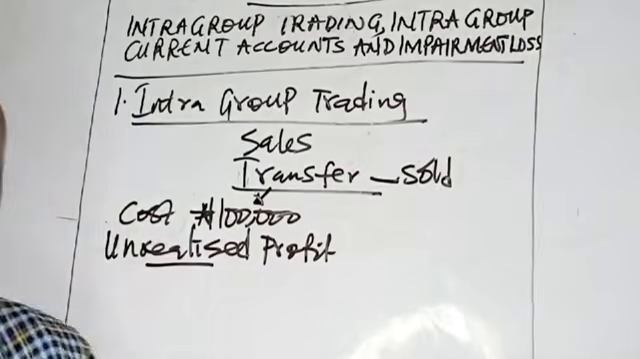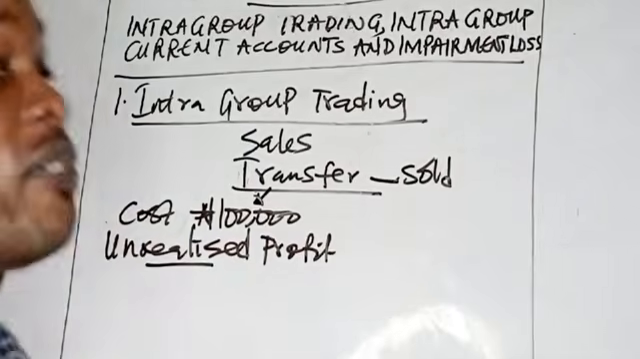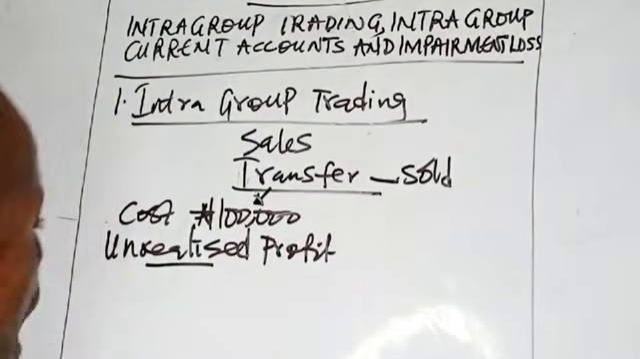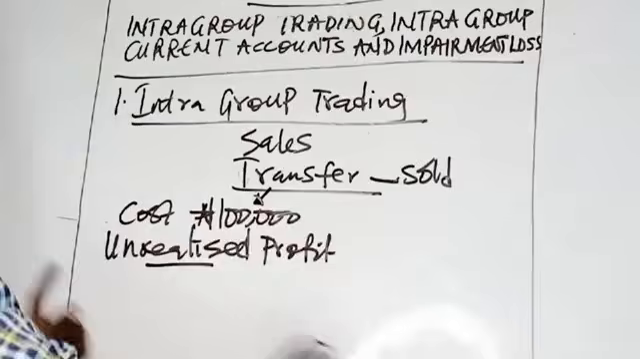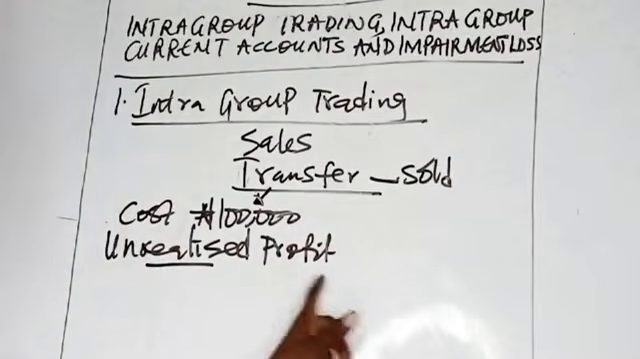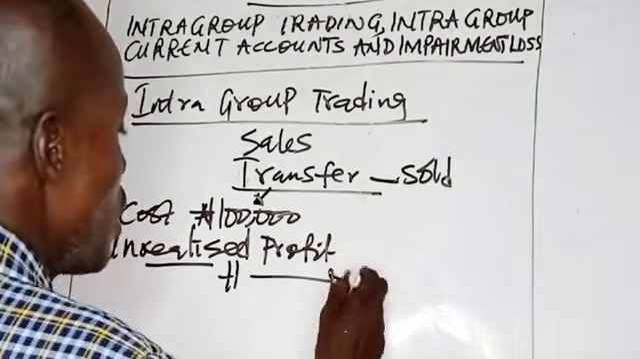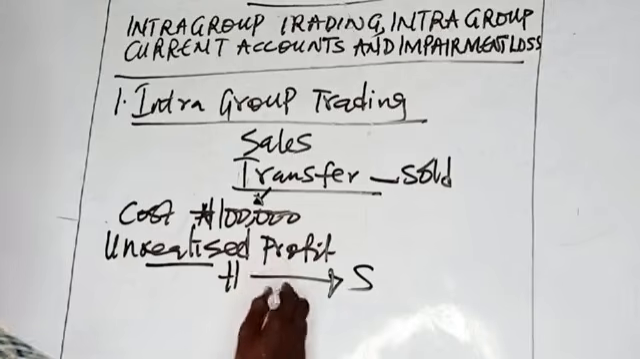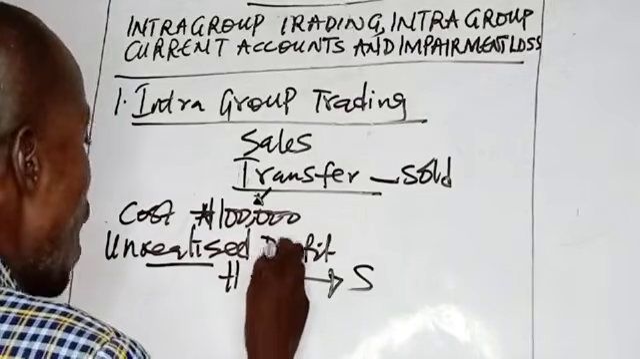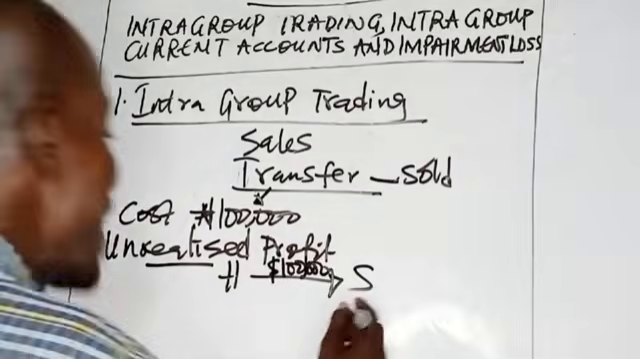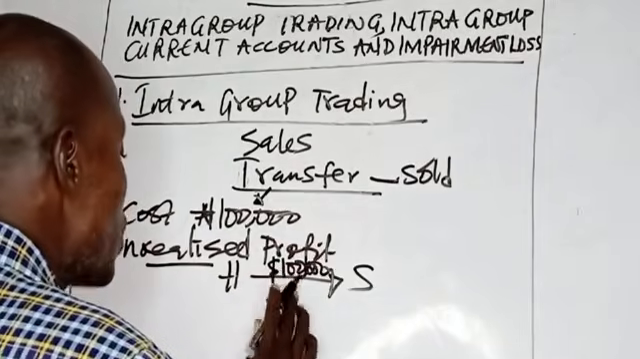I want you to know that if you want to calculate the unrealized profit, it is the portion of the goods transferred which have not been sold to the third party that the unrealized profit should be calculated upon. Where H sells to S, H sold goods worth $100,000 to S.